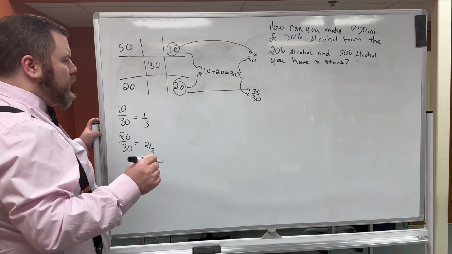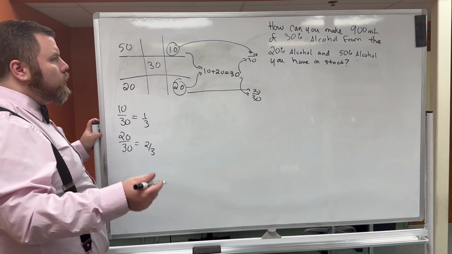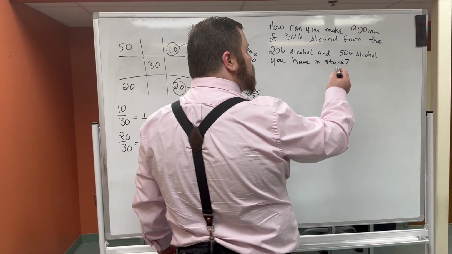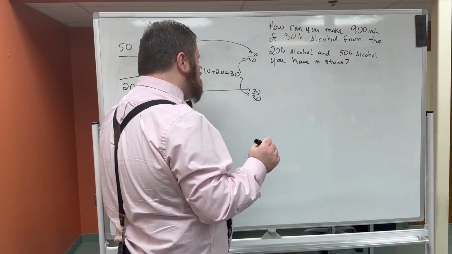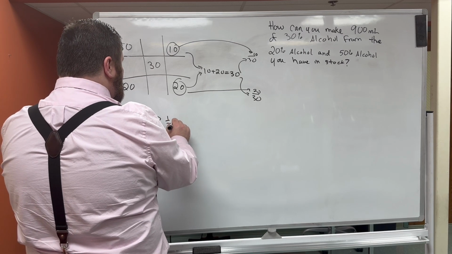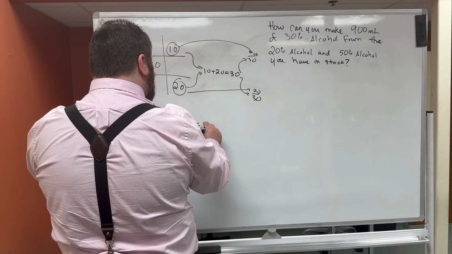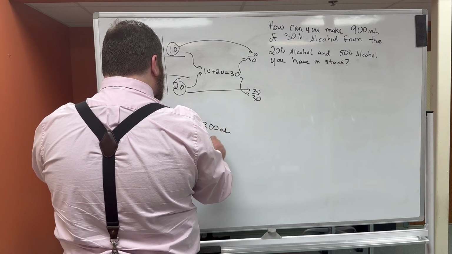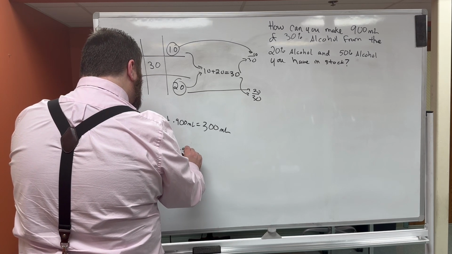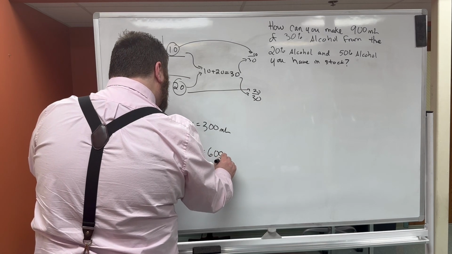Perfect. But again, we ask ourselves, 1/3 of what? 2/3 of what? What does that mean? Well, the answer lies in the quantity that we want to calculate. In this case, the quantity that we want to calculate is 900 mLs. So, 1/3 times 900 mLs is going to give us 300 mLs. And then 2/3 of 900 mLs is going to give us 600 mLs.